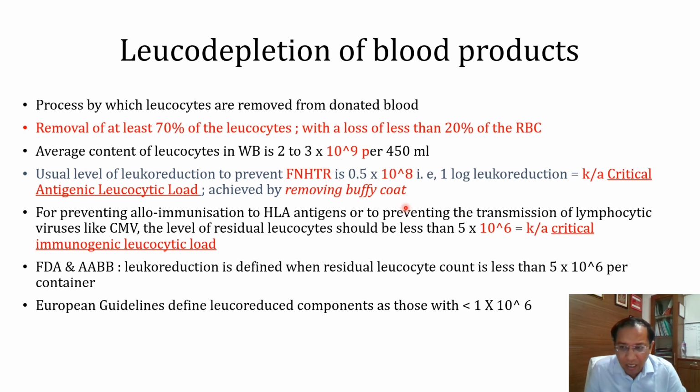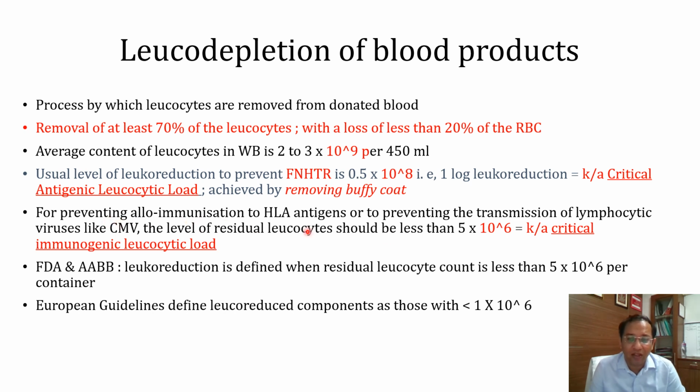And this is the critical leukocytic antigenic load. So when you do a 1 log leukoreduction from 10 raised to power 9 to 10 raised to power 8, it is called the critical antigenic leukocytic load, and this is achieved just by removing the buffy coat or preparing the blood components through the buffy coat method.